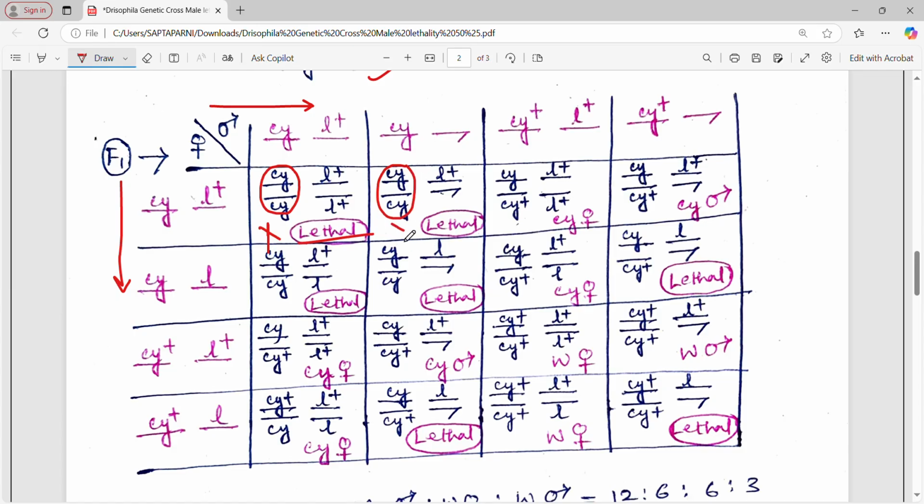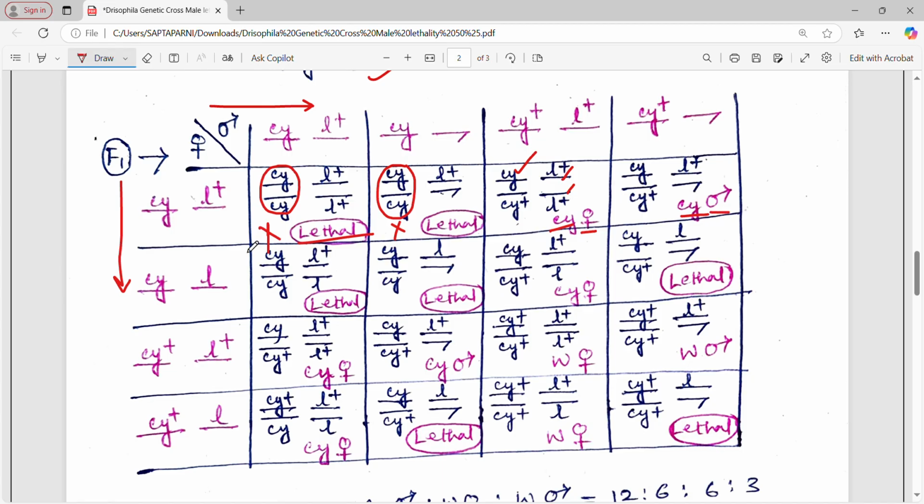Okay. Now it is carrying CY plus, that means it is Curly. As we know, CY plus is dominant over the wild type allele, so it is Curly, and as it has 2 X chromosomes, so it is female. Okay, Curly female. Now it is also CY plus, that means it is Curly, and as it has 1 X chromosome and 1 Y chromosome, it is Curly male.